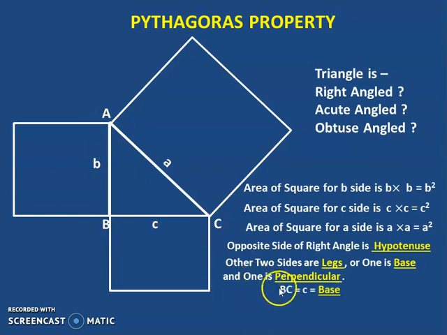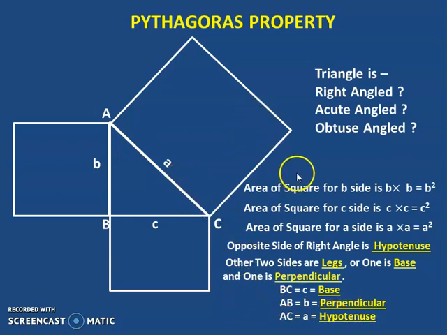So we can say here BC is the base, with C as the length we have taken here, and the AB side, with B as its length, is the perpendicular, and the hypotenuse is AC. So this is the hypotenuse.